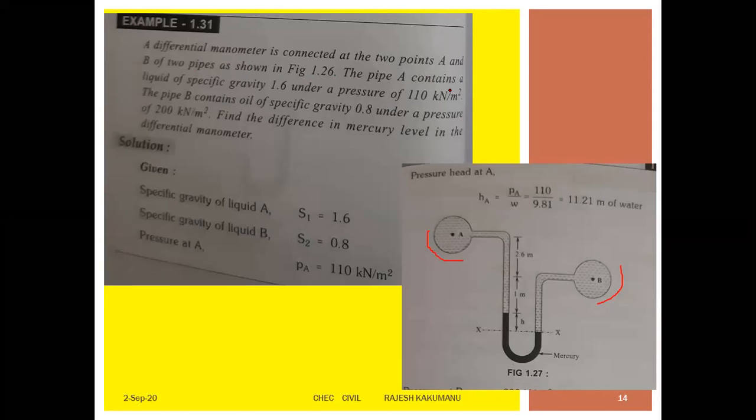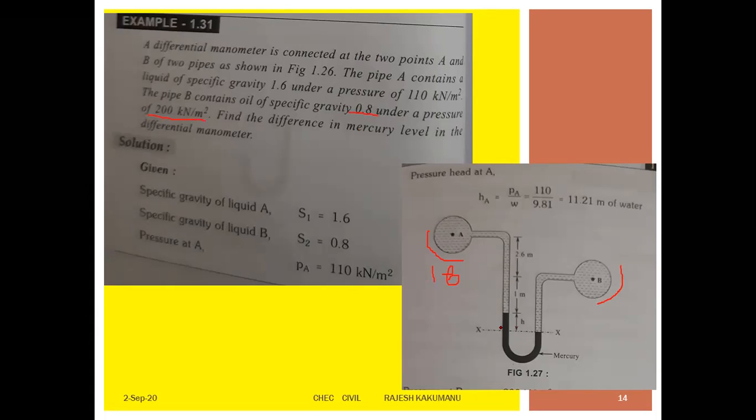The pipe A contains a liquid of specific gravity 1.6 under a pressure of 110 kilonewton per meter square. The pipe B contains an oil of specific gravity 0.8 under a pressure of 200 kilonewton per meter square. Find the difference in the mercury level in the differential manometer.